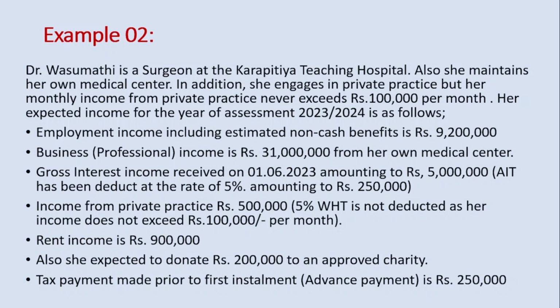Then rent income is rupees 900,000. We assume that this rent income is received from a family. Then she also expects to donate 200,000 to an approved charity. Not only the donated amount, but the expected donation amount also can be considered for the qualifying payment because that is also an estimated amount. Tax payment made prior to the first installment is 250,000. We consider this amount as an advance payment made by the taxpayer. Therefore, we have to consider this amount under F.